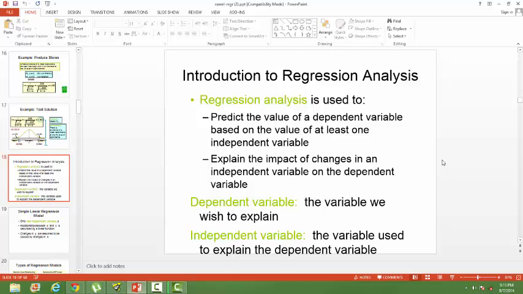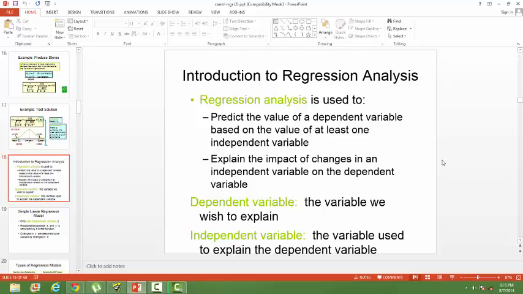But we need to know two very important things: the intercept and the slope. In the equation y equals 2 plus 3x, 2 is our intercept and 3 is our slope coefficient. Regression also helps in finding out the impact of a change in one variable on the other variable, the one for which we have the information.